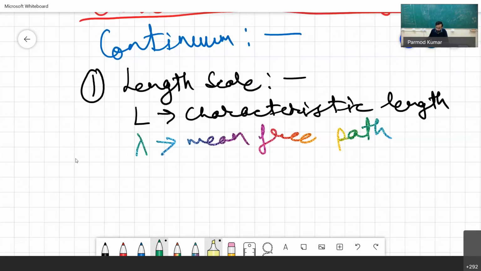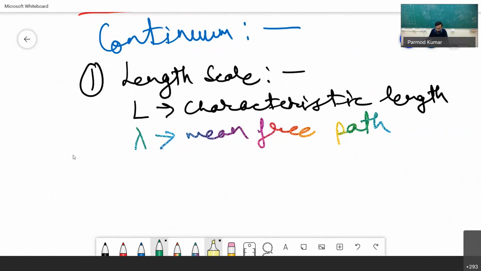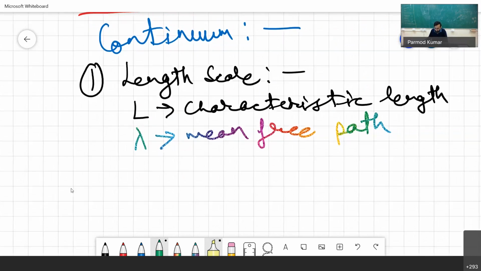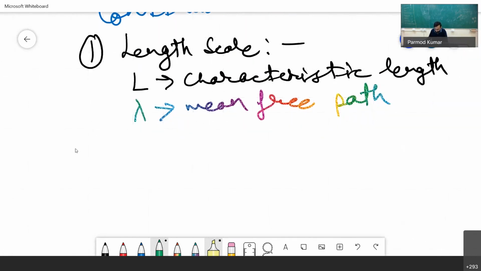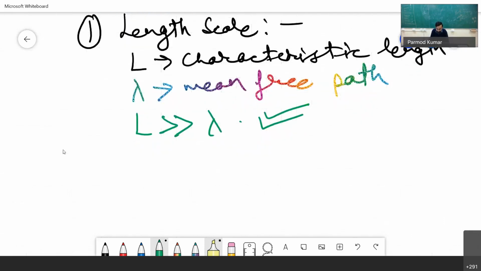What we are trying to do here is study the concept of continuum, and see under what conditions the assumption of continuum is actually valid. So lambda is known as the mean free path, and L is the characteristic length. If the value of L is very large in comparison to lambda, meaning the length scale of the system is very large in comparison to the molecular motions, under such a situation we can say that our assumption of continuum is actually valid.